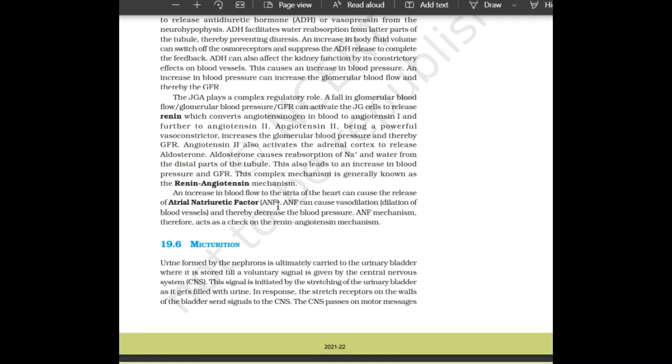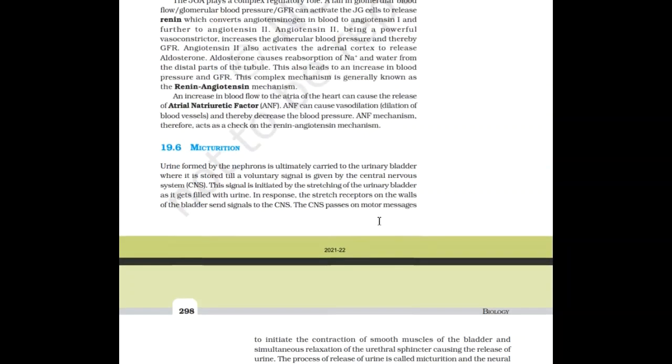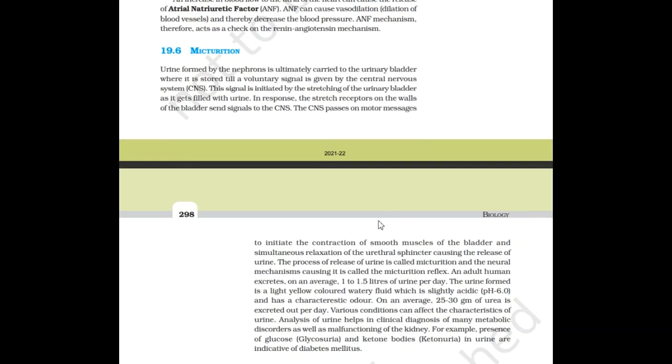An increase in blood flow to the atria of the heart can cause the release of atrial natriuretic factor, ANF. ANF can cause vasodilation, dilation of blood vessels, and thereby decrease the blood pressure. The ANF mechanism therefore acts as a check on the renin-angiotensin mechanism. Let us see micturition.